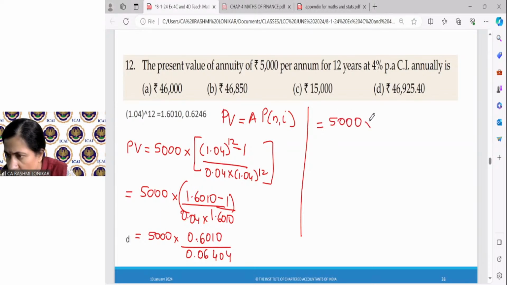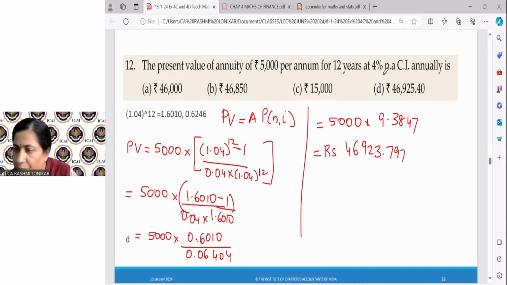This is equal to 5,000 into 9.3847, which is equal to rupees 46,923.797. So this D will be the correct answer. Yes, Anjali, D is the correct answer. Anuj, Avni, yes. So this was a simple question also.